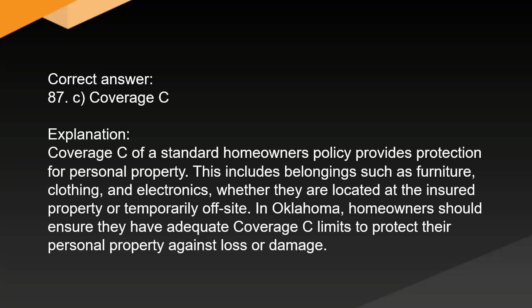Correct answer. C. Coverage C. Explanation. Coverage C of a standard homeowner's policy provides protection for personal property. This includes belongings such as furniture, clothing, and electronics, whether they are located at the insured property or temporarily off-site. In Oklahoma, homeowners should ensure they have adequate Coverage C limits to protect their personal property against loss or damage.